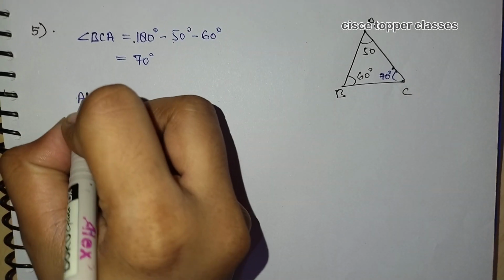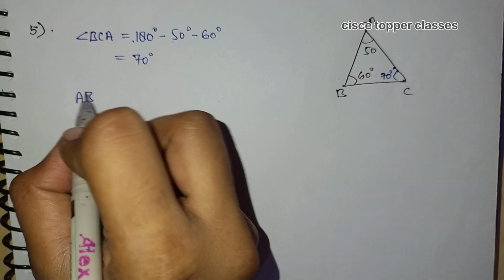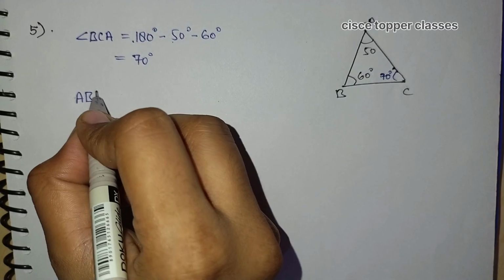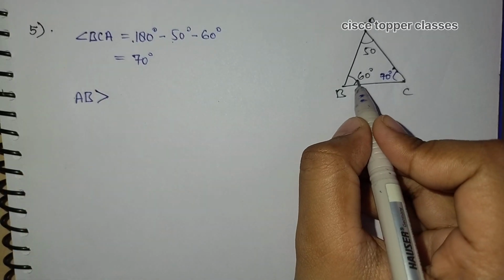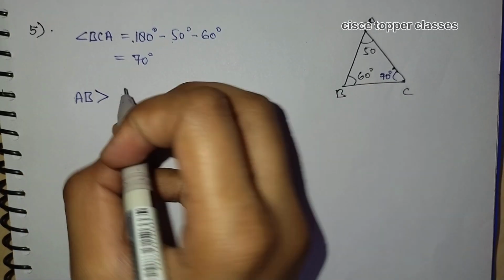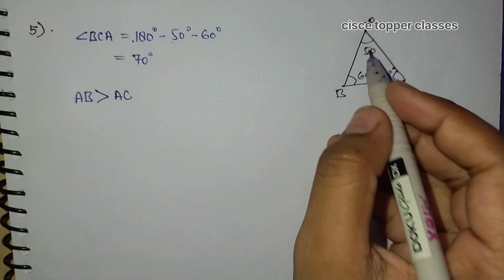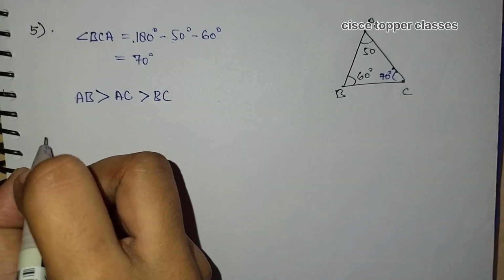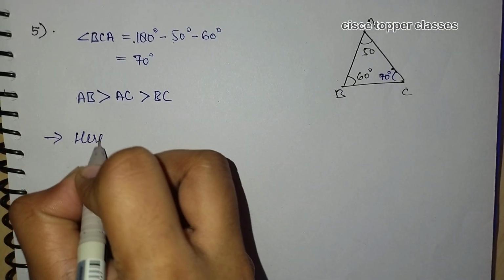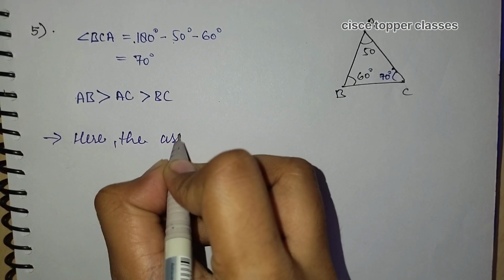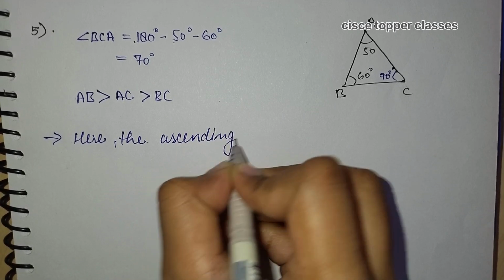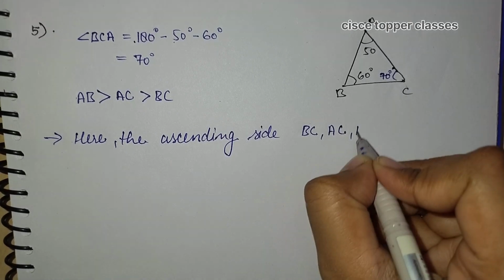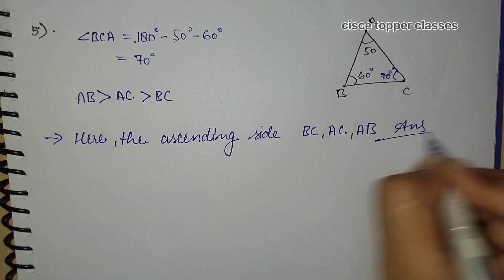So in the descending order, firstly we will write AB, the side opposite the greatest angle. Now 60 degrees is the next angle, which is greater, so AC will be the next greater opposite side. And again, we have 50 degrees as the least angle, which will be BC. So we can simply write it in ascending order. Here the ascending order in this question will be BC, AC and AB. So this is the final answer here.